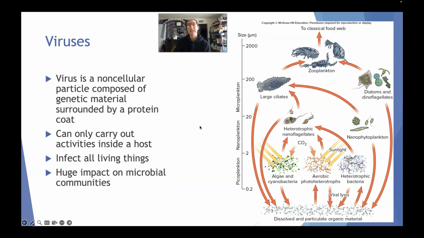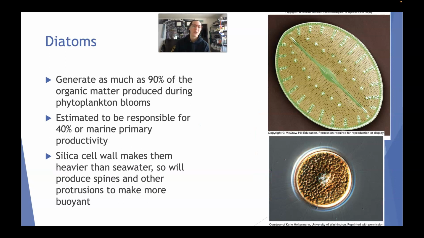So now we're going to move up in size a little bit to a very fun little creature called a diatom. Diatoms can generate as much as 90% of the organic matter that is produced during phytoplankton blooms. They are estimated to be responsible for 40% of the marine primary productivity, which is really fascinating. A lot of them have a silica cell wall that makes them heavier than seawater. So oftentimes they'll produce little spines and other protrusions in order to make them more buoyant. Which you can kind of see in this bottom right one, those little spines, right?